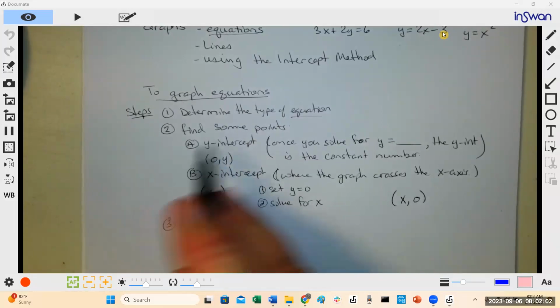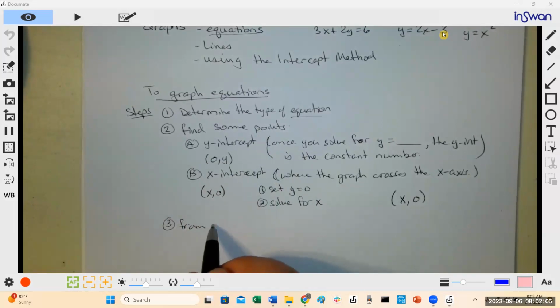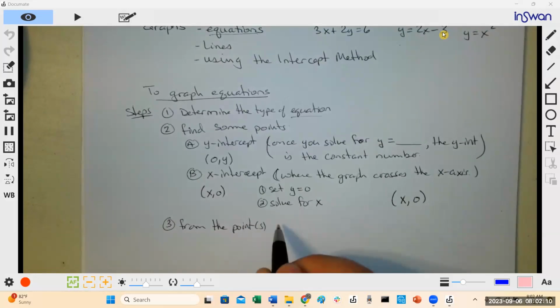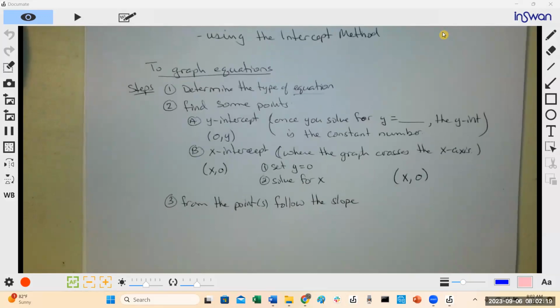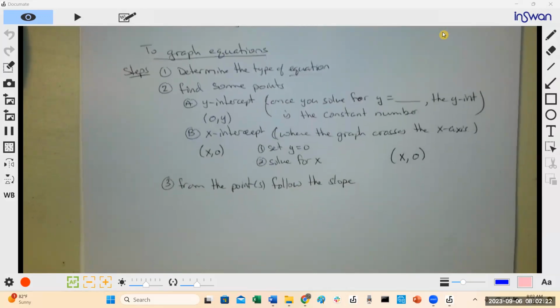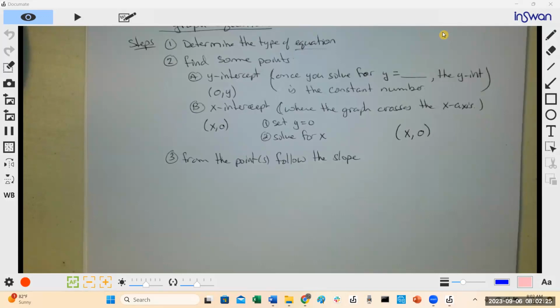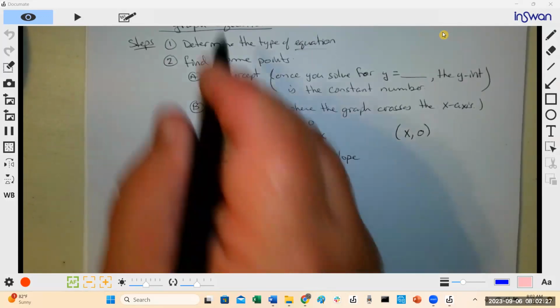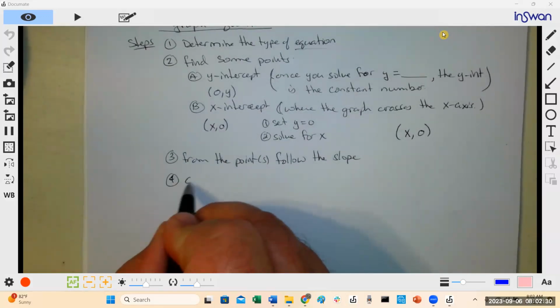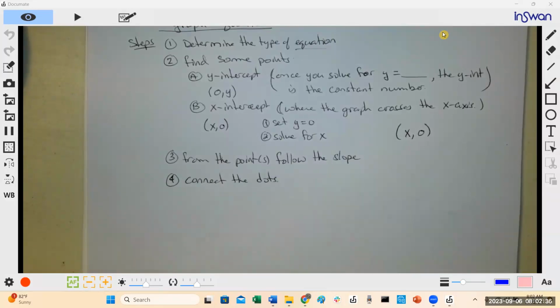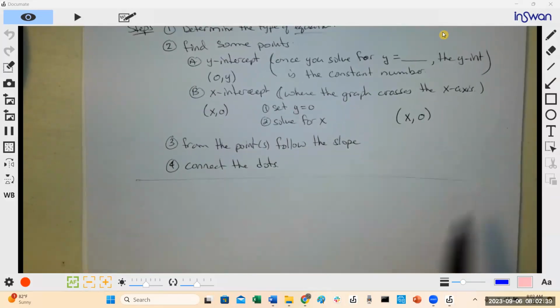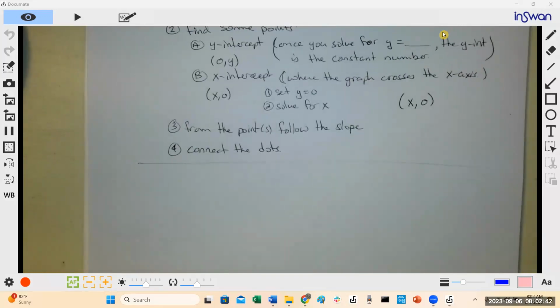And the next step, once you find the point or points, is to follow the slope of that curve. All right. And then the last step is connect the dots. That's the stuff we've been doing so far, graphing equations.